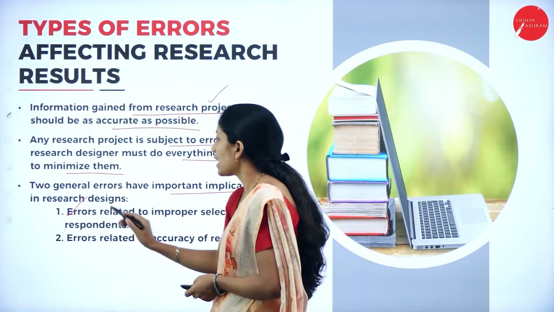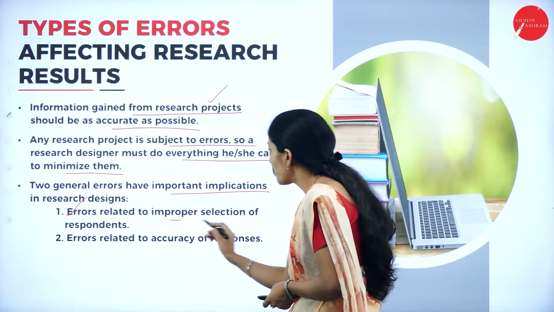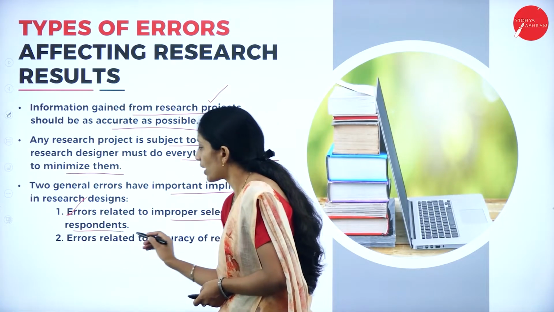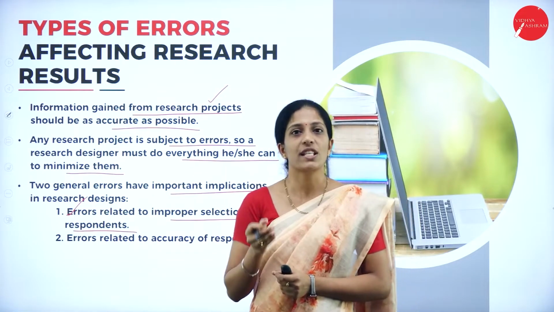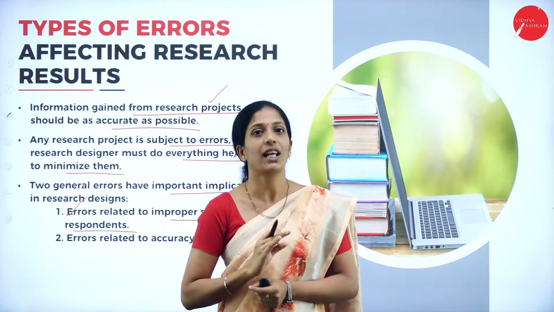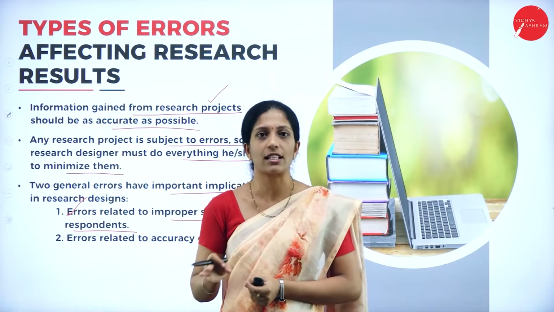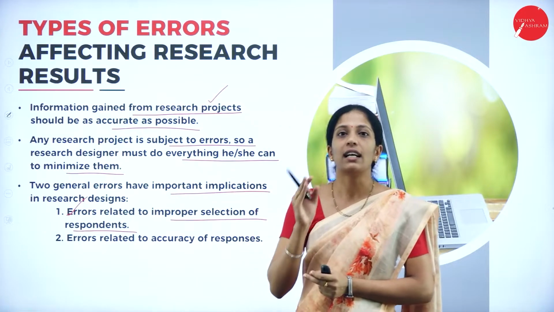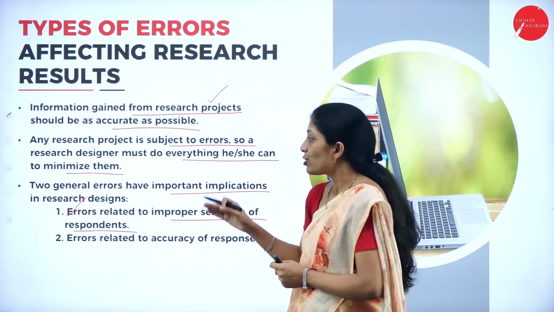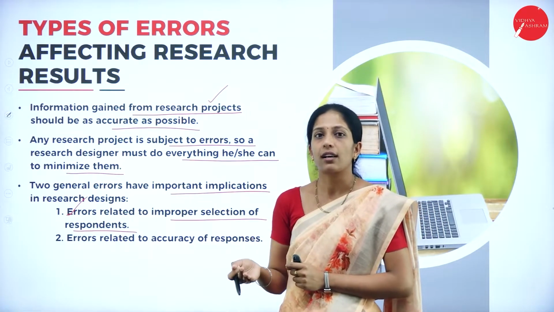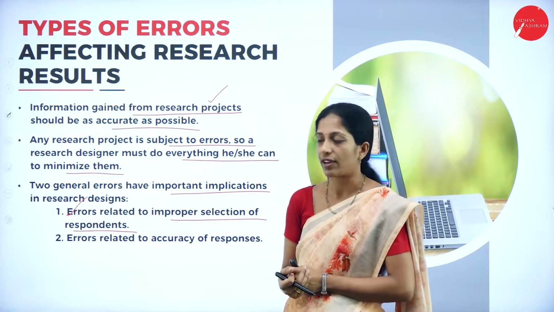So the first one is errors relating to the improper selection of respondents. When we don't select the respondents properly, we cannot get information from all the respondents. So we have to select the right respondent here. The first error normally occurs due to the wrong selection of respondents.